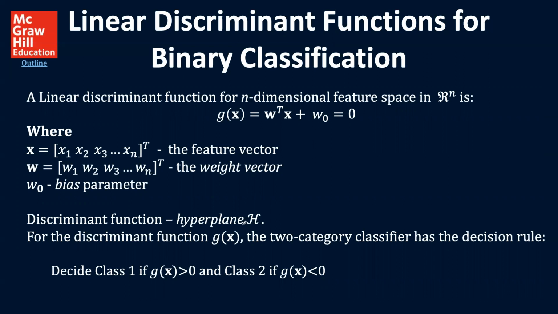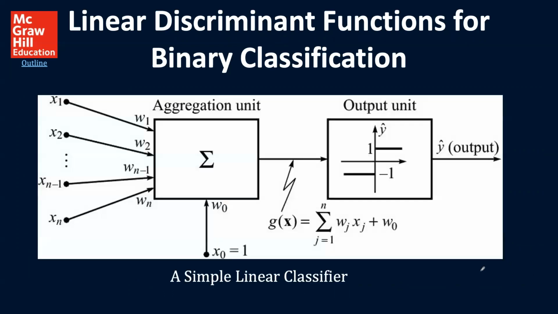And we'll have a couple of pictures or graphics that hopefully will give a little bit of insight into what exactly that refers to. For the discriminant function g of x, a two-category classifier has the decision rule: decide class 1 if g of x is greater than 0 and class 2 if g of x is less than 0. So that's a nice way of just parsing it. Whatever way we want to think of a data set, we're able to just split it up into either 1 or 2. And so that's just a way that we're starting to think about it.